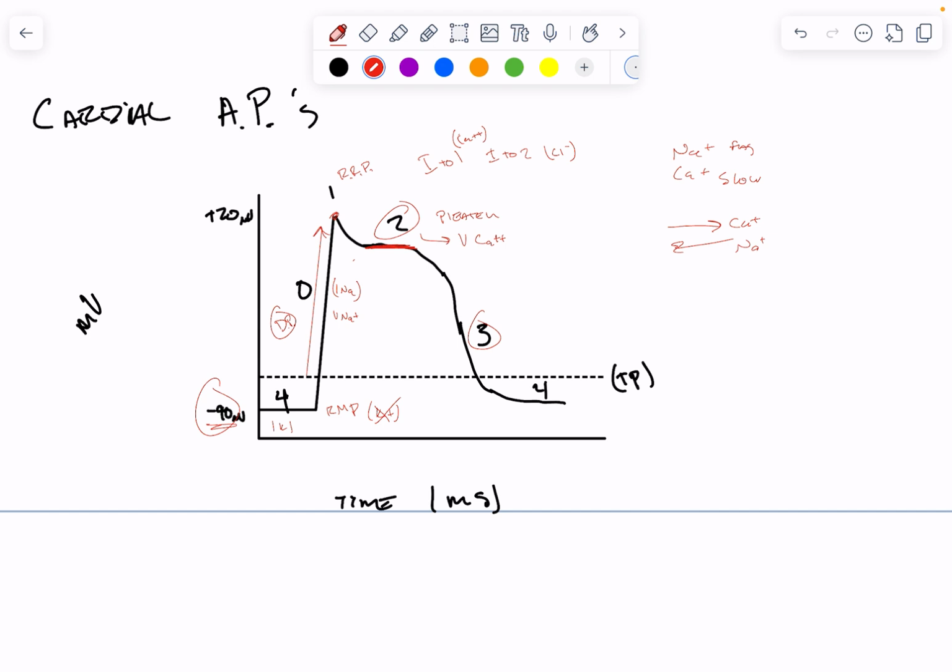All the potassium channels close, and negative 90 is the resting membrane potential.